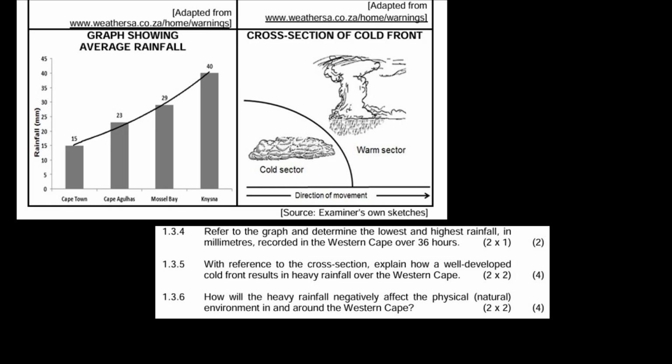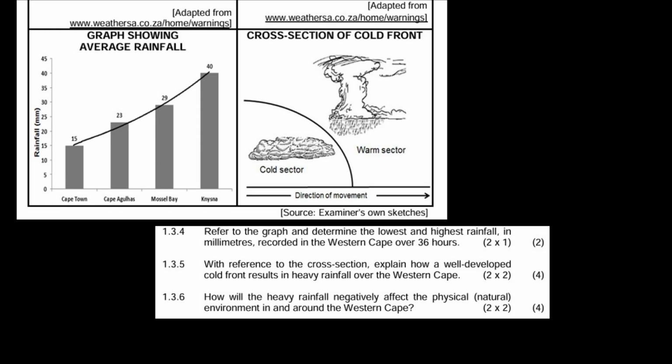1.3.6. How would the heavy rainfall negatively affect the physical, natural environment in and around the Western Cape? The physical environment is the non-living parts of the earth, as well as the natural ecosystems that support life. They include land-based ecosystems such as forests, grasslands, the rivers, and many others.